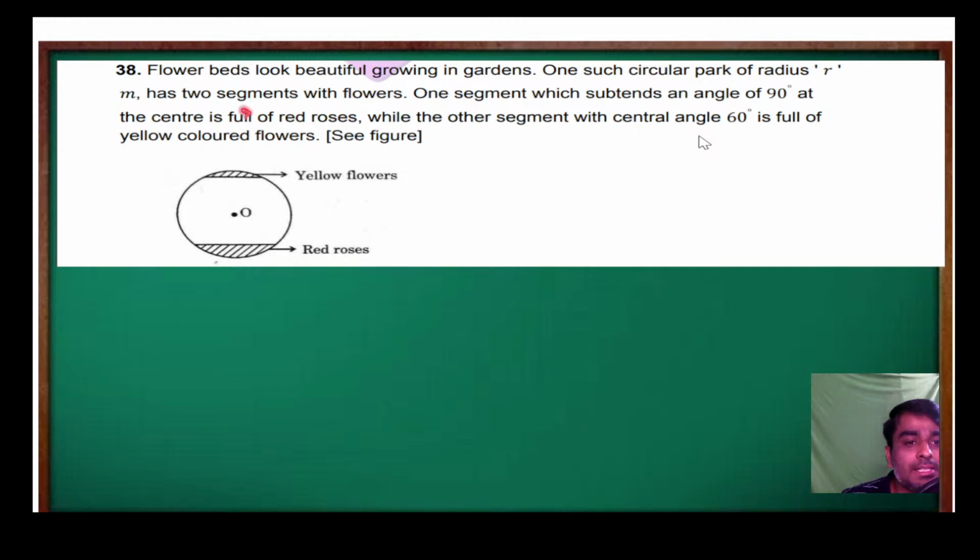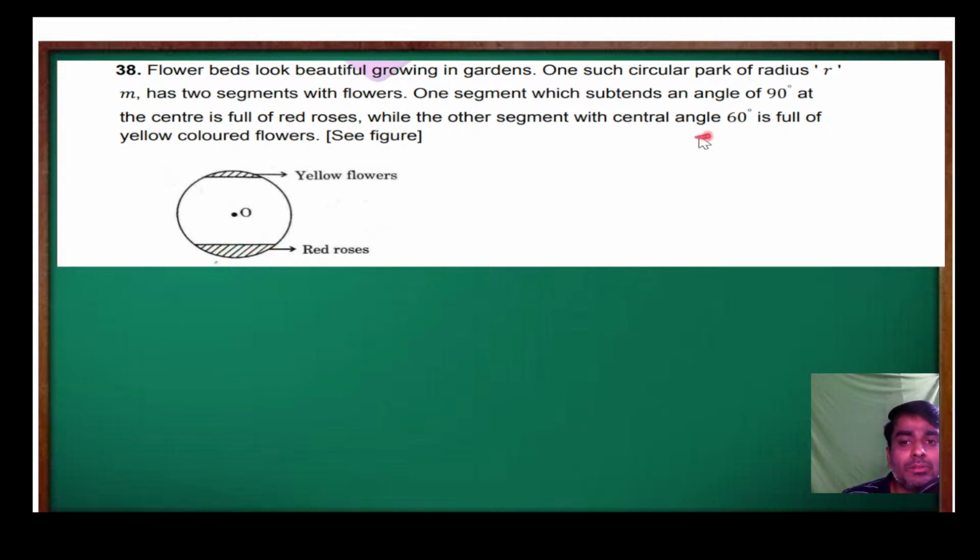So what is this question? Flower beds look beautiful growing in gardens. I think this is a case study question. One such circular park of radius r meter has two segments with flowers. You can see here, red roses and yellow flowers. One segment which subtends an angle of 90 degrees at the center is full of red roses. This segment subtends an angle of 90 degrees.